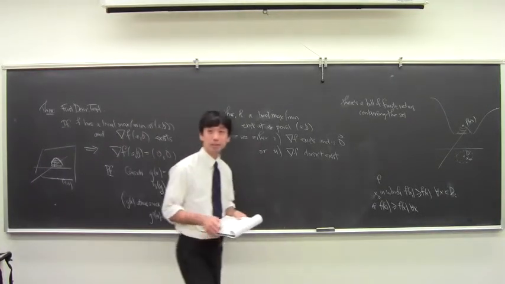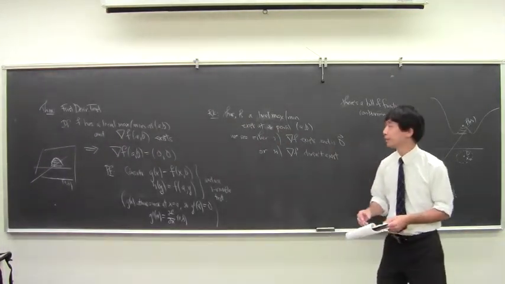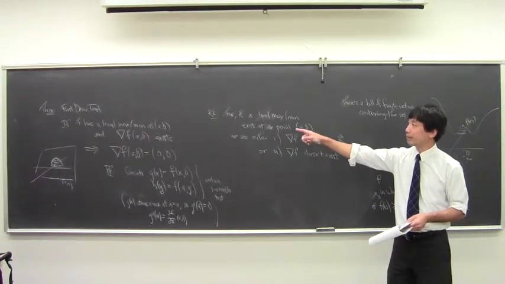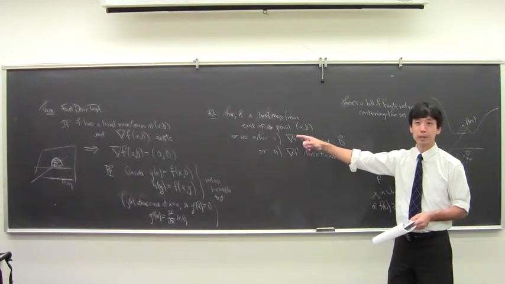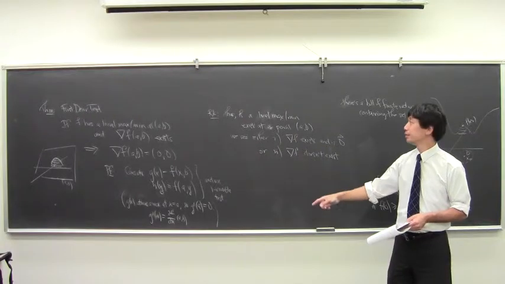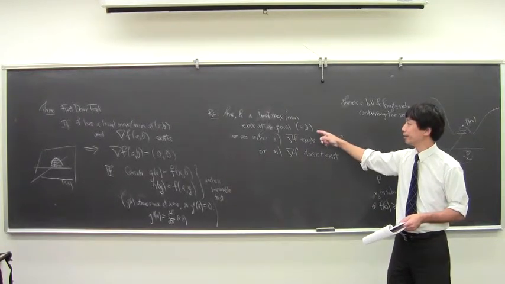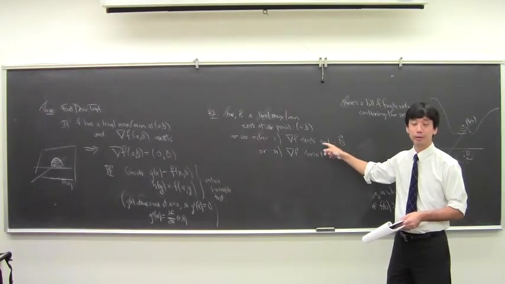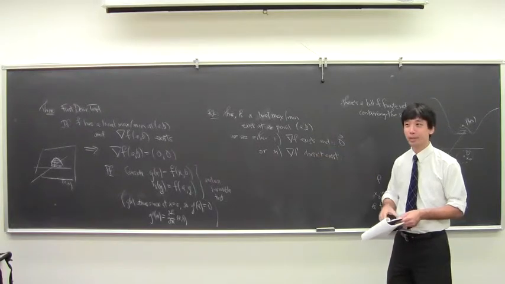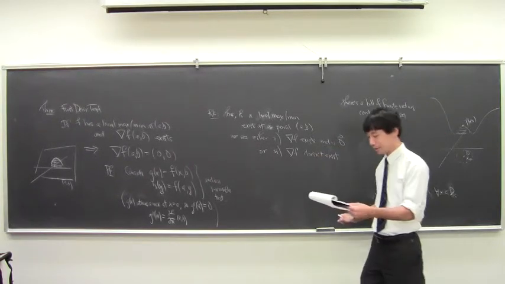Does everybody see that logically, right? If you have a max and the gradient exists, then the gradient is 0. So if you have a max, either the gradient exists and is 0, or the gradient doesn't exist. Okay. Nothing fancy.